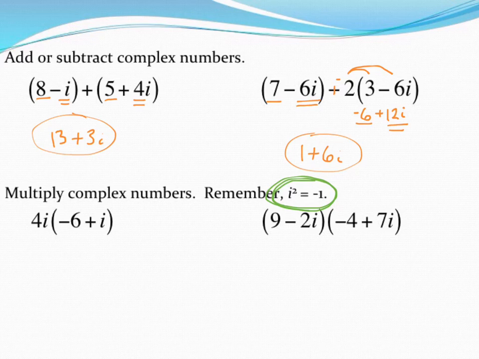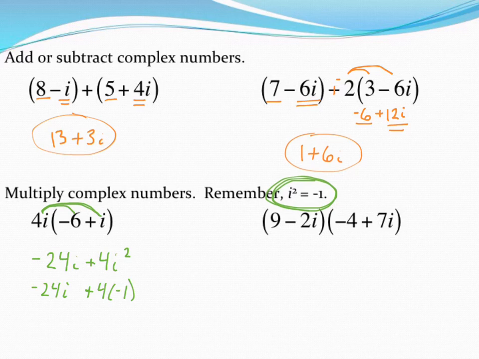So first example, I'll just go ahead and distribute. So 4i times negative 6 is negative 24i. And that's just fine. And then 4i times positive i is positive 4i squared. Now, this is where I do have one more step to do. Remembering that i squared is equal to negative 1, I always want to replace that. I want to change that on my paper. So i squared is negative 1. And the rest is fine, and i by itself is just fine.